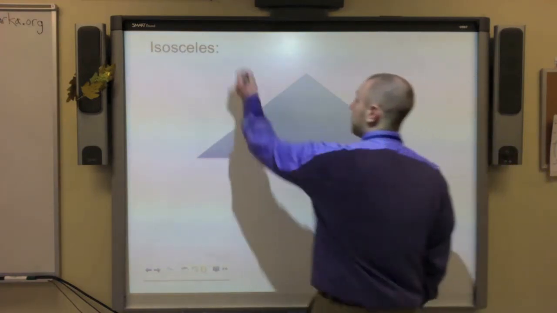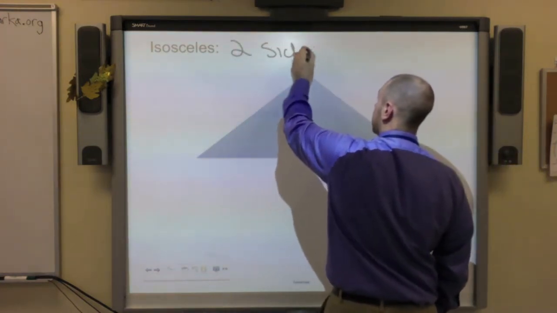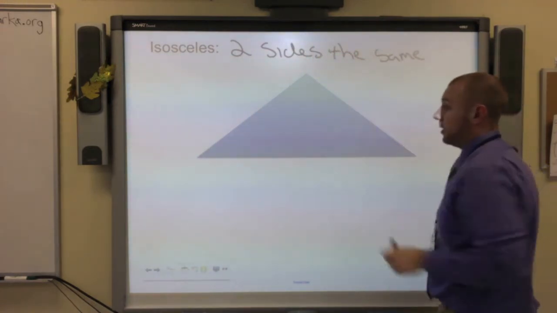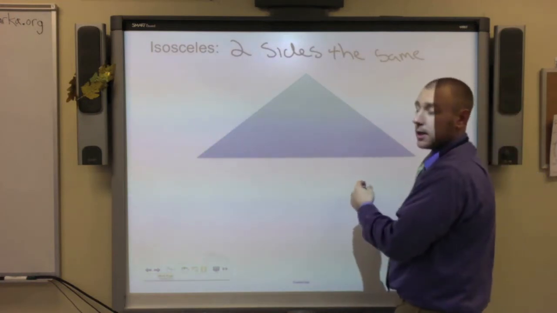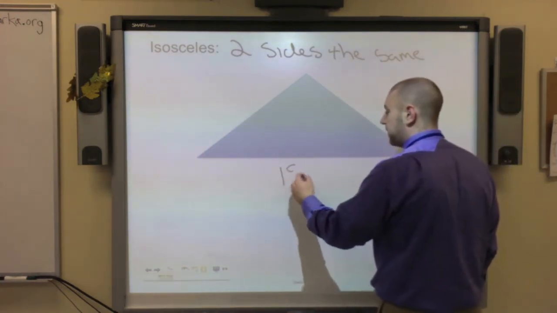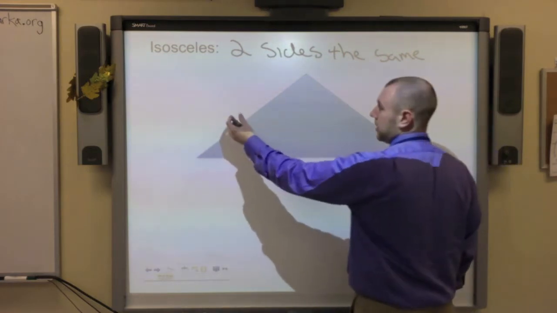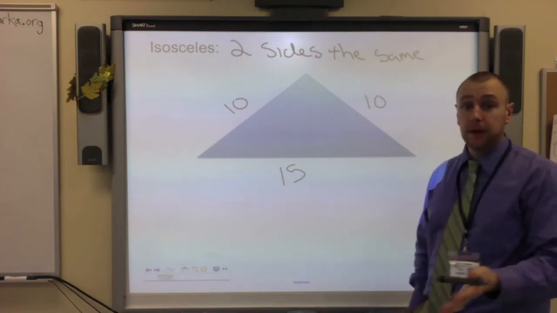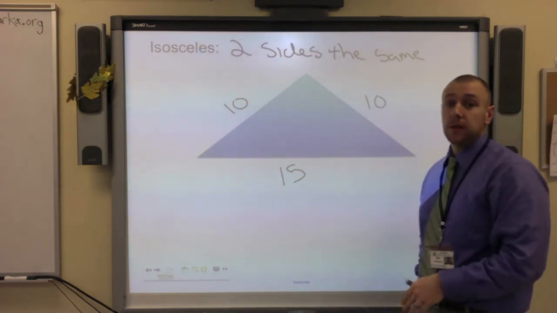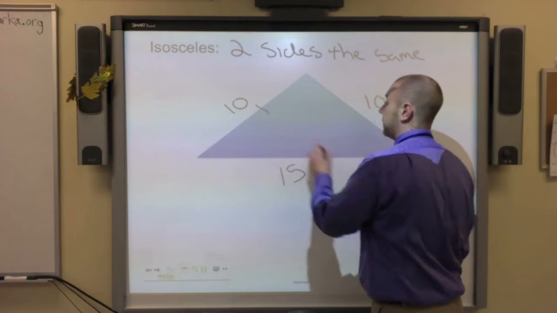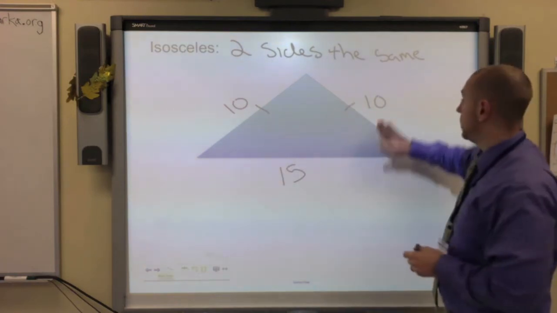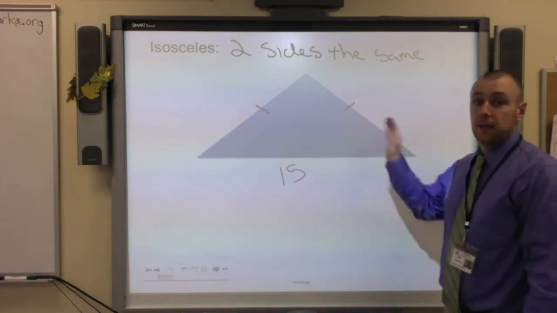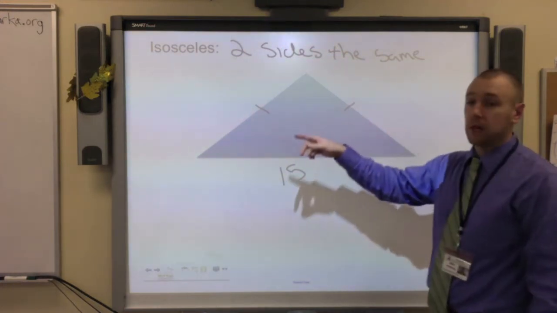Isosceles triangles have two sides the same. So in this case, this is the longer side. So let's label that 15. That means that this side would be something like 10, and this side would be something like 10, as long as two sides are the same. You can also see that they're the same by those tick marks with no numbers written. Those tick marks mean that these two sides are congruent.